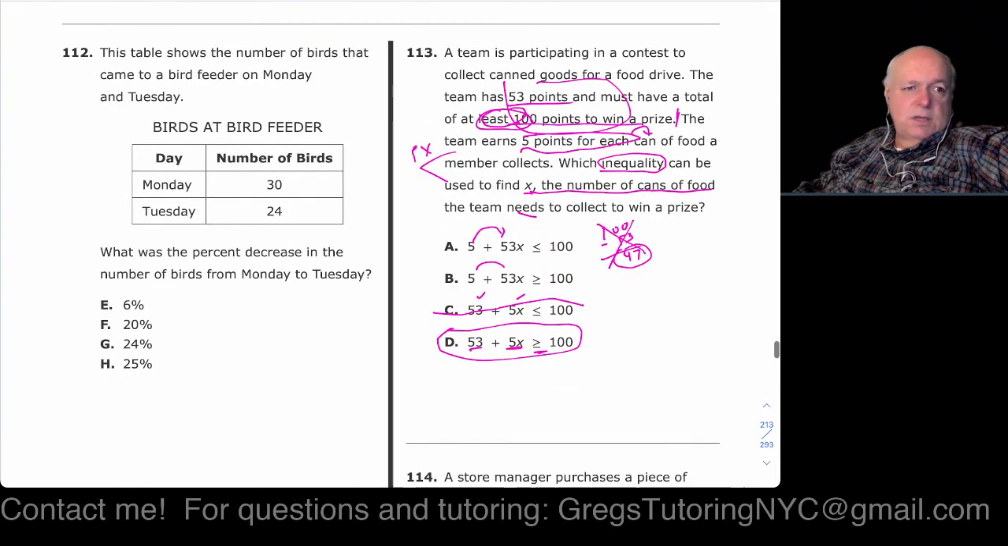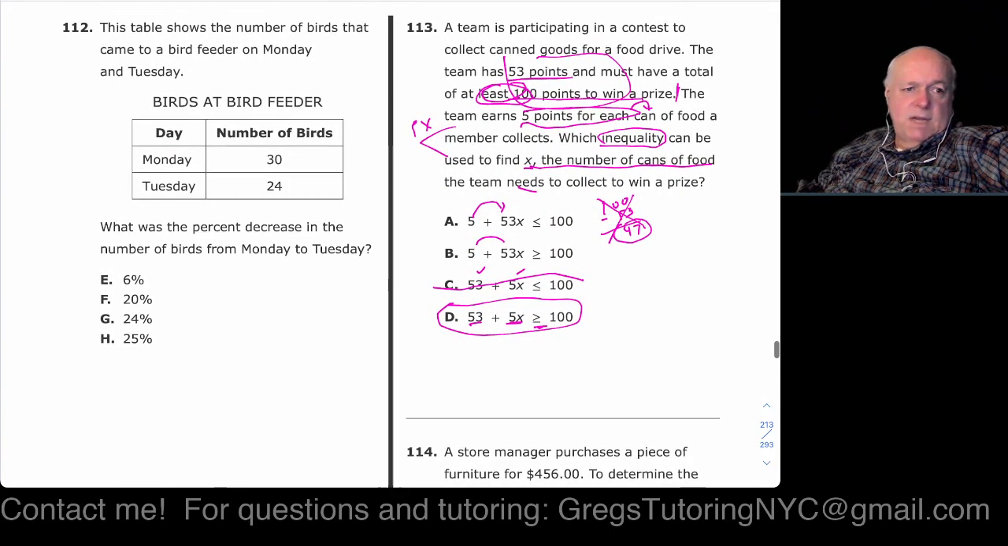112. The table below shows the number of birds that came to a bird feeder on Monday and Tuesday. Nothing too deep right here. What is the percent decrease in the number of birds from Monday to Tuesday? All right. So this is one of those things where we can do a whole bunch of different computations, but basically it's new minus old over the old. Right? They asked for a percent change from Monday to Tuesday.